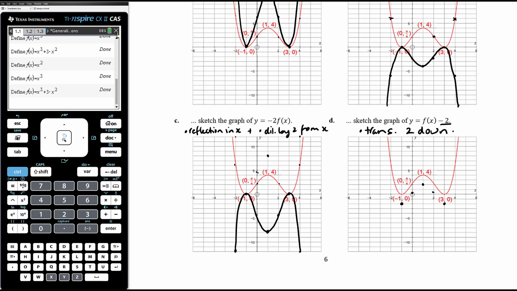Okay, same symmetric point over here. This point at 4, 6 is coming down to 4, 4. -2, 6 is coming down to -2, 4, etc. We can draw in our graph shape.